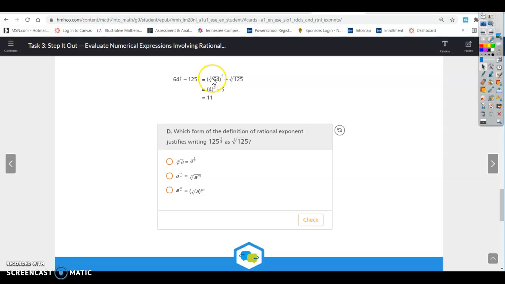All right, so the cube root of 64 is 4. 4 squared is 16. And then minus the cube root of 125, which is 5. So 16 minus 5 is 11.